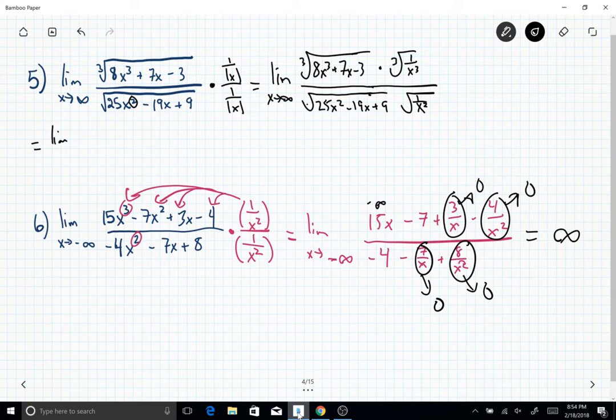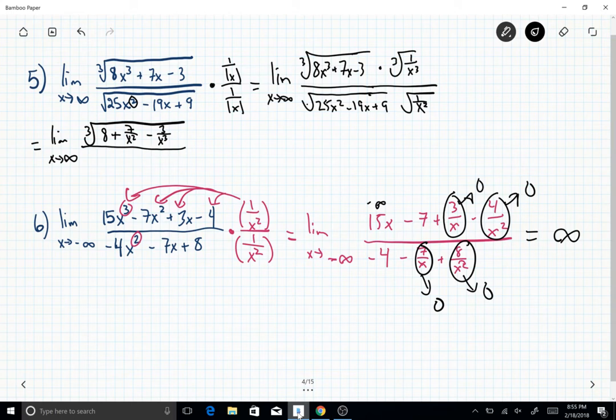So we get the limit as x approaches infinity of, well, we'll have the cube root, 8x cubed, now remember we have to distribute that to each term. 8x cubed times 1 over x cubed just gives us 8. The x cubes cancel. 7x divided by x cubed, that's going to be 7 over x squared. And then minus 3 over x cubed will be our last term there.